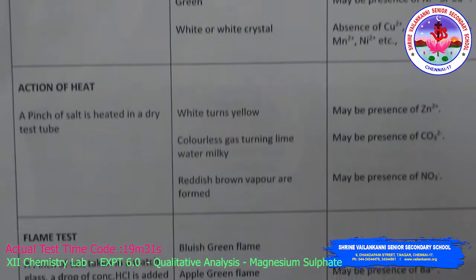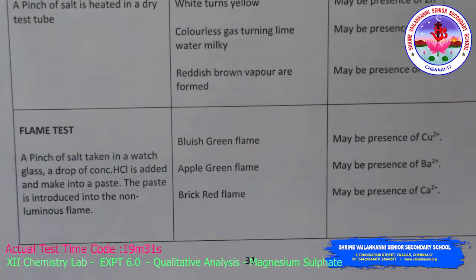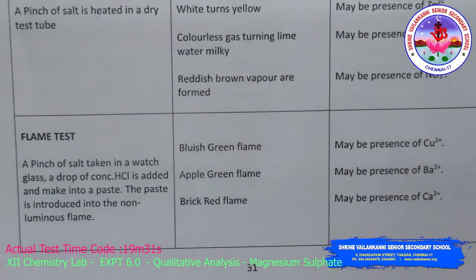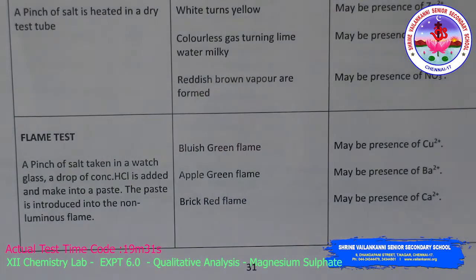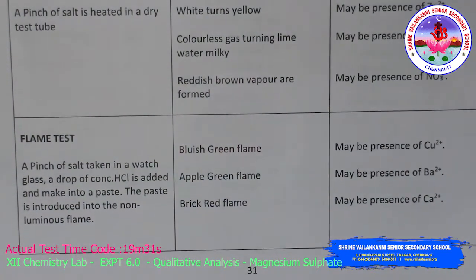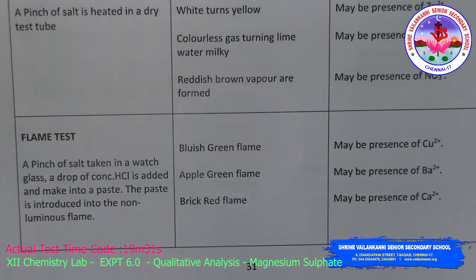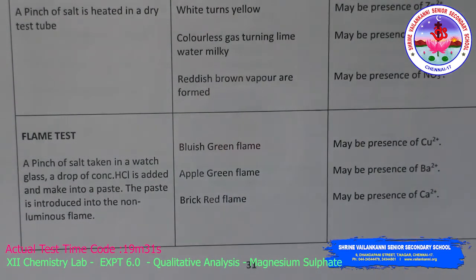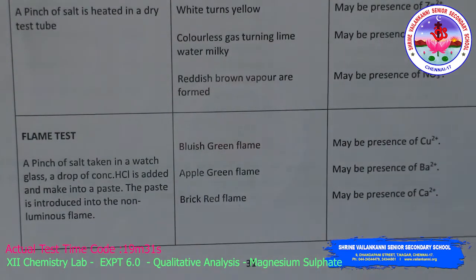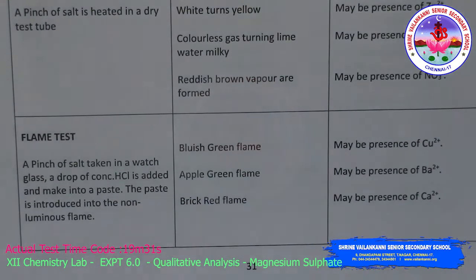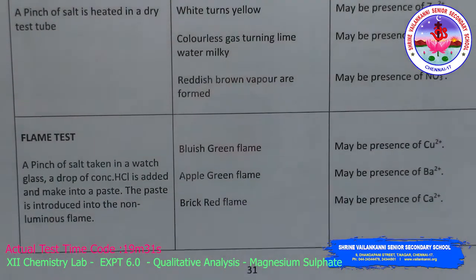Then the flame test. A pinch of salt is taken on a watch glass, a drop of concentrated HCl is added and made into a paste. The paste is introduced into the non-luminous flame. Bluish green flame means maybe the presence of Cu2+. Apple green flame may be barium. Brick red flame means maybe calcium.